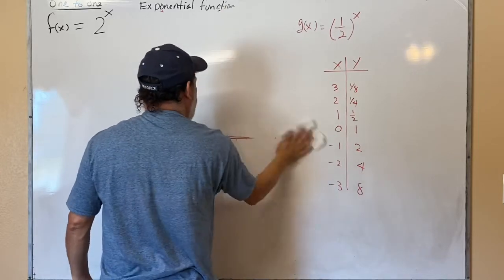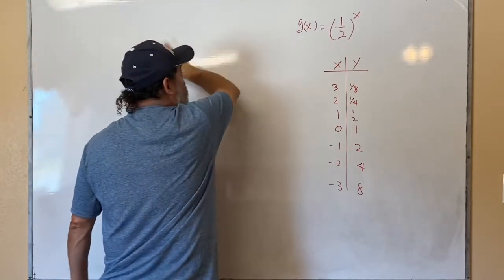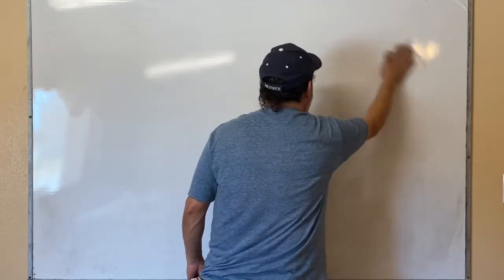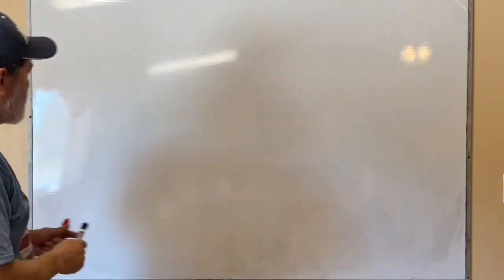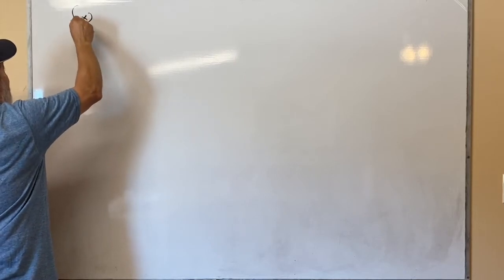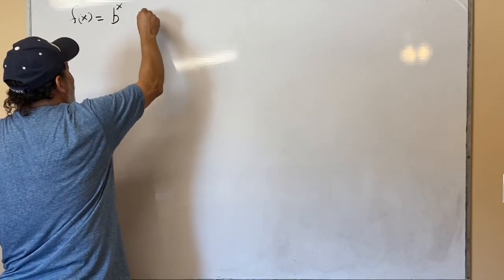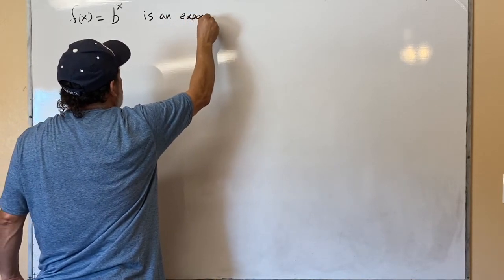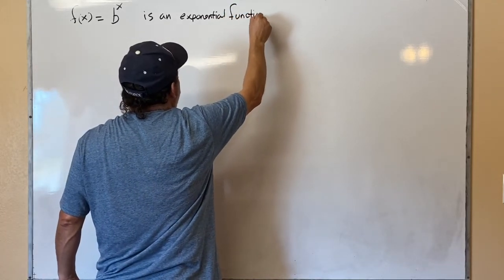And we're talking about exponentials. They were both 1 to 1. And so here we go. So f of x equals the base to the x is an exponential function.